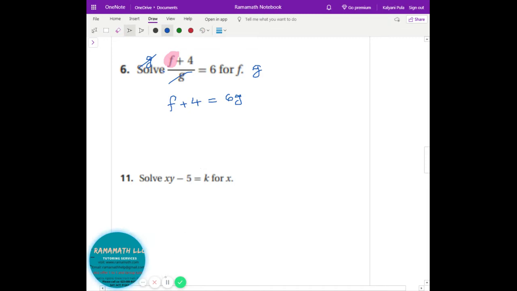Now I see the plus 4 there. That's why you need to take away that 4. So f equals 6z minus 4. So that's what it is.